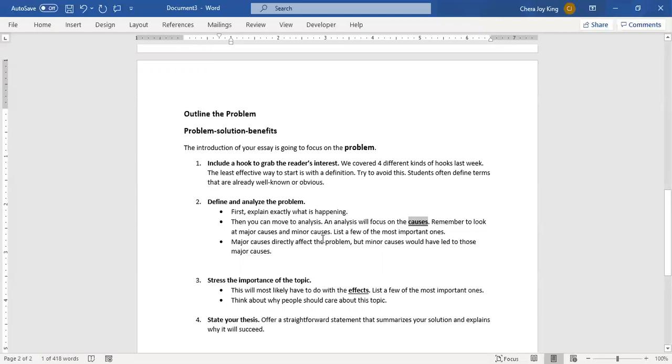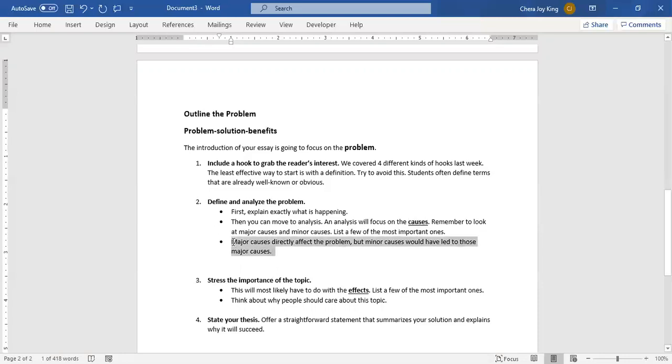Once you have the cause, like if I was looking at activities on campus, maybe one of the causes is that there's no student interest. That would be a major cause. But I also need to look at minor causes. What is causing students not to be interested? So what is causing my causes, kind of? My major causes directly relate to the problem, but my minor causes led to those major causes.